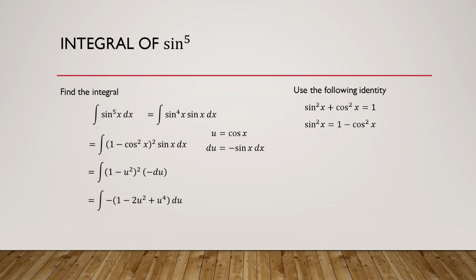We take the integral to get negative u plus 2u to the 3rd over 3 minus u to the 5th over 5 plus c. We then substitute back for our final answer, negative cosine x plus 2 cosine cubed x over 3 minus cosine to the 5th x over 5 plus c.